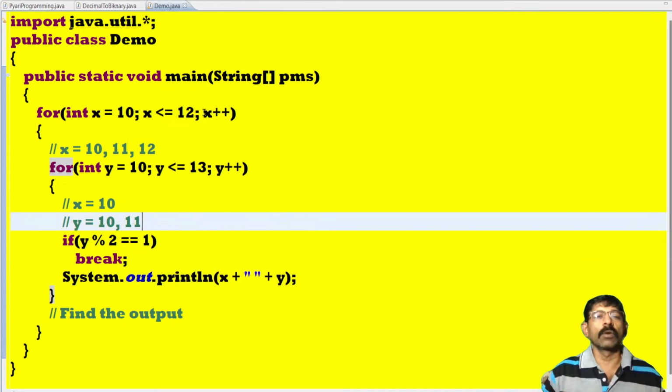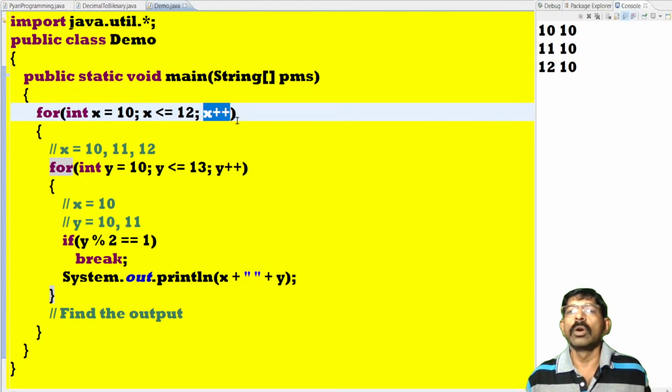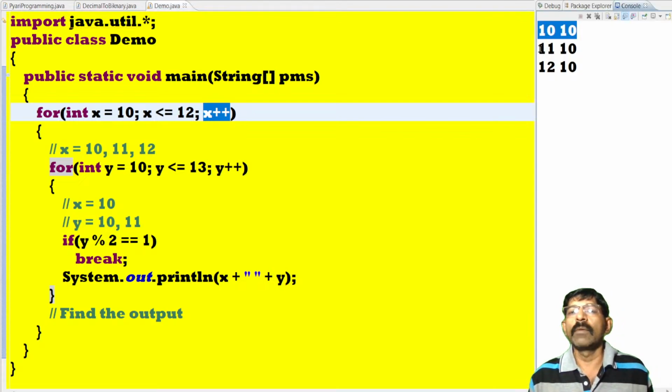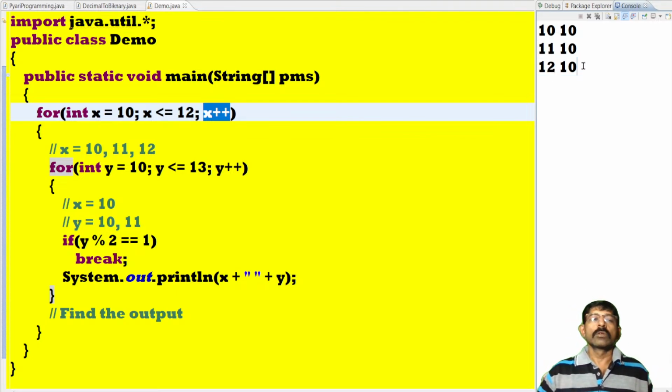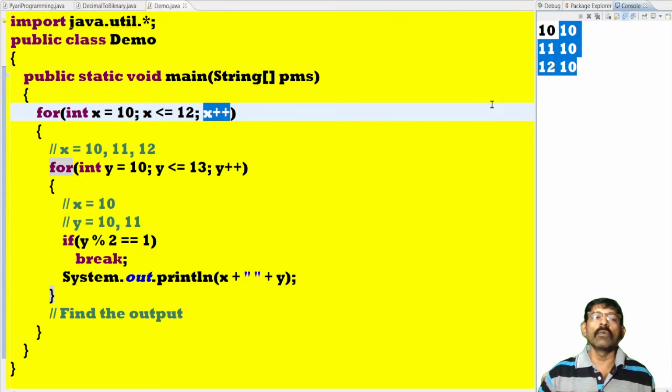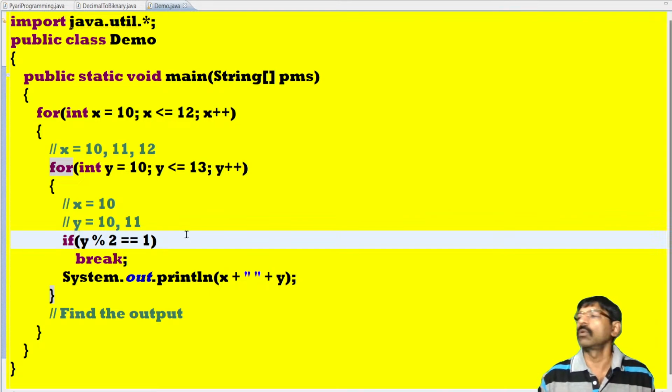After that, it will make X 11. Like this we have to do. Yes, we got the answer. Good. 10, 10, 11, 10, 12, 10. So every time Y will iterate only once, 10, because when Y is 11, this condition becomes true and it will take the control out of the loop. Good.